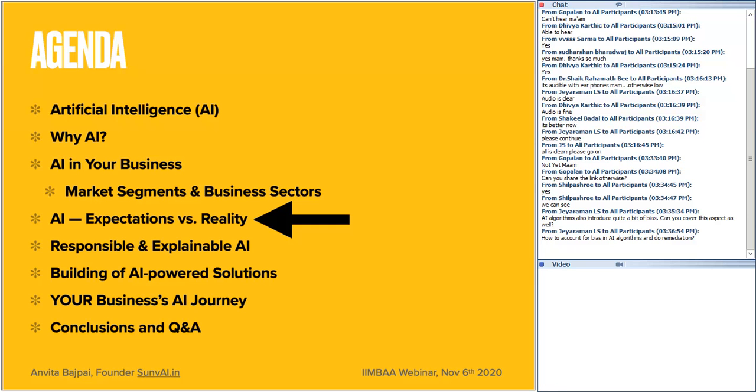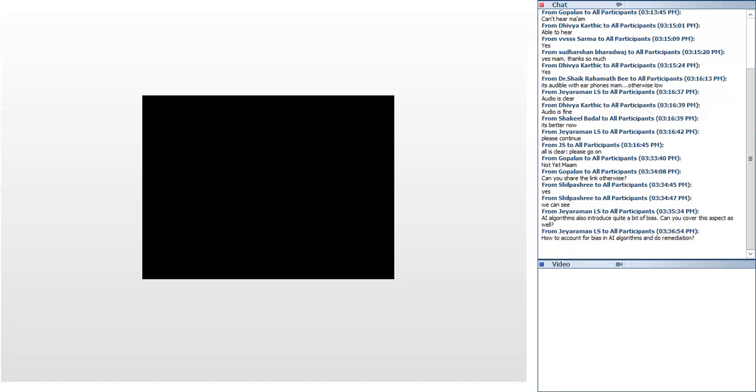If you have a face recognition based door opening system, and you have done some kind of makeup, or you come with makeup, will it respond to you? You have to think of all those scenarios and then design the solution. That's the part of responsible and explainable AI. I don't have a slide on this point, but this was my small point that I wanted to make.